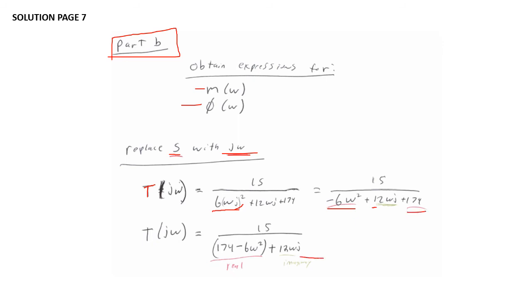What I've done here is my imaginary parts have a j in it, so there's my imaginary, and my real parts I've underlined in red. So I can combine and simplify a little bit more. So my T of j omega is equal to 15 over 174 minus 6 omega squared for my real portion, and plus 12 omega j for my imaginary part there.